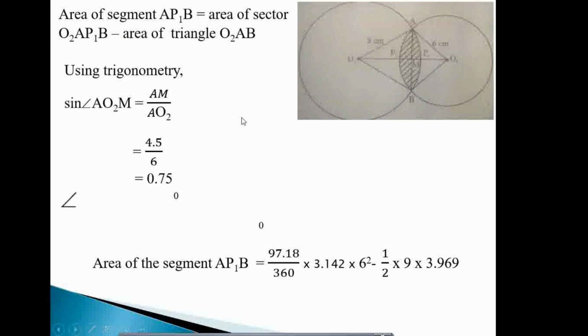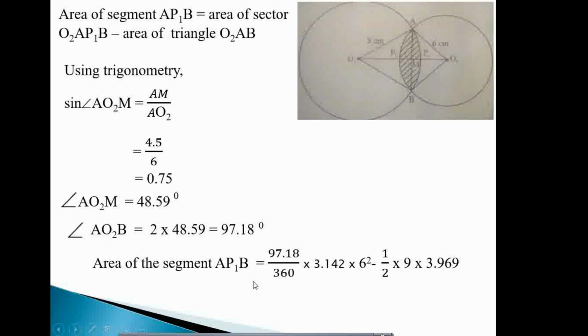So if you find that angle, you'll be able to get 48.59, which is this angle over there. And then because we have both the upper and the lower angle, you multiply by 2, you get 97.18.